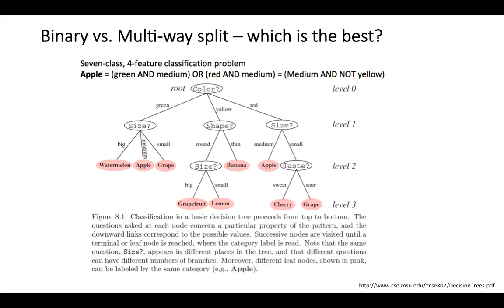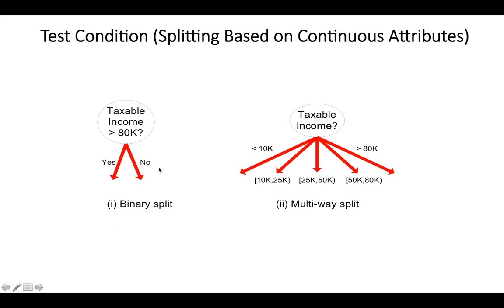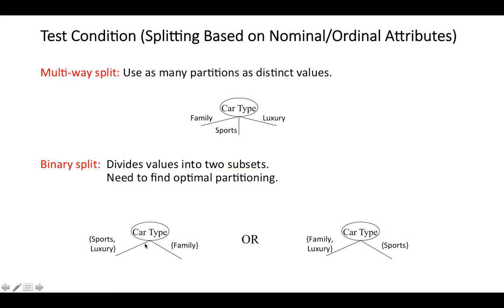Binary is splitting only into two groups, right? You can do a yes or no question here. Or for instance, with car type, you can club sports and luxury into one and family into another, right? Instead of doing it as a multi-way split, where you have family, sports, and luxury. Well, whatever. Let's say in terms of accuracy, or whatever you feel, do you see that there is a difference between those two, or no?